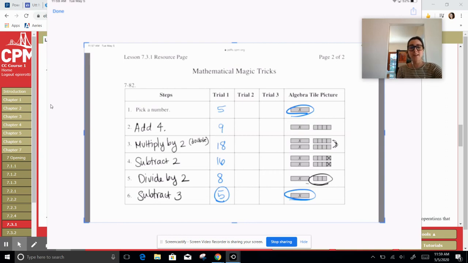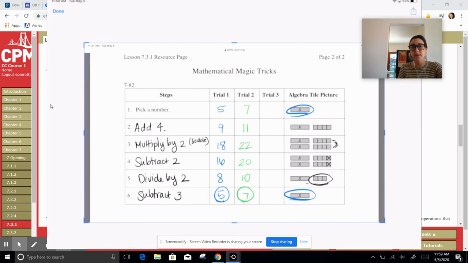So if you were giving this trick to someone in your household, you would say pick a number, go through the steps, and then at the end you should say, now you should have your original number back. So that's what's happening in this trick. Just to double check, let's try a number like 7. Add 4 would be 11. Multiply by 2, subtract 2, divide by 2, subtract 3, and we get our original number back.